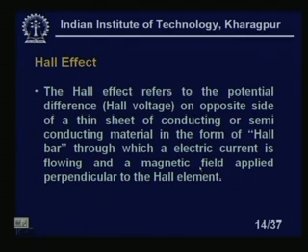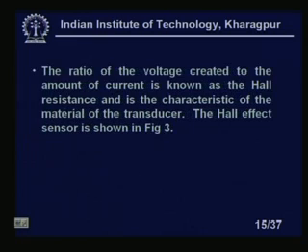So, the Hall effect refers to the potential difference or Hall voltage on opposite sides of a thin sheet of conducting or semiconducting material in the form of a Hall bar, through which electric current is flowing and a magnetic field is applied perpendicular to the Hall element. The ratio of the voltage created to the amount of current is known as the Hall resistance, and this is the characteristic of the material of the transducer. The Hall effect sensor is shown in figure 3.